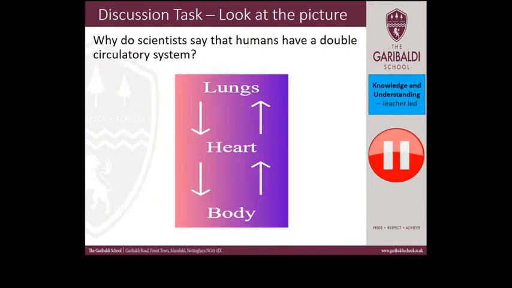Okay, so we have a little task. I would like you to look at the picture. Why do scientists say that humans have a double circulatory system? Look at the picture, pause the video while you're thinking, and then unpause it.